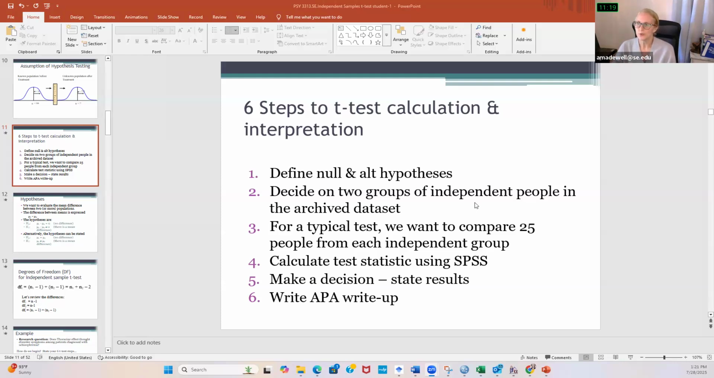We're going to decide on two groups of independent people. In this classroom, we're focused on this archive data set. So we might want to find two groups of people, maybe 25 people who experienced a natural disaster and 25 people who experienced their parents going to jail or a family member being in jail. Okay, we typically want to compare equal groups.